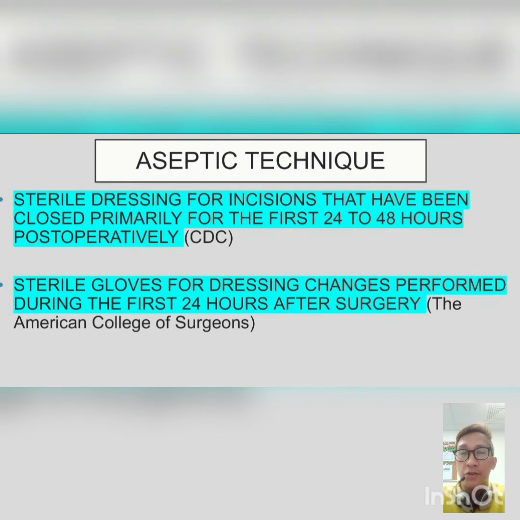The Centers for Disease Control and Prevention, or CDC, recommends that sterile dressing be used for incisions that have been closed primarily for the first 24 to 48 hours post-operatively, while the American College of Surgeons has recommended that sterile gloves be used for dressing changes performed during the first 24 hours after surgery. The use of sterile gloves should always be considered as a method for preventing the transfer of organisms to the wound site. An individual practice of the provider may include a double gloving technique that involves removal of the gloves after the debridement before completion of dressing change.